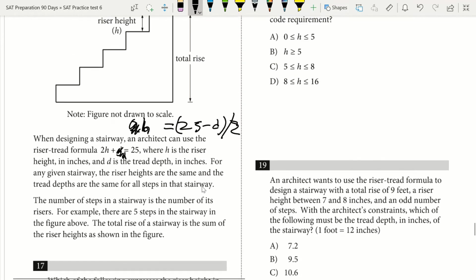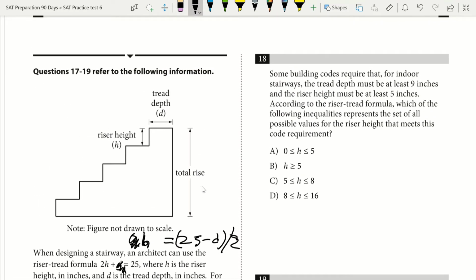So 18, it says, some building codes require that for indoor stairways, the tread depth must be at least 9 inches. Okay, so depth must be at least 9 inches. Riser height must be at least 5 inches. According to the riser tread formula, which of the following represents the set of all possible values for the riser height that meets this code requirement?